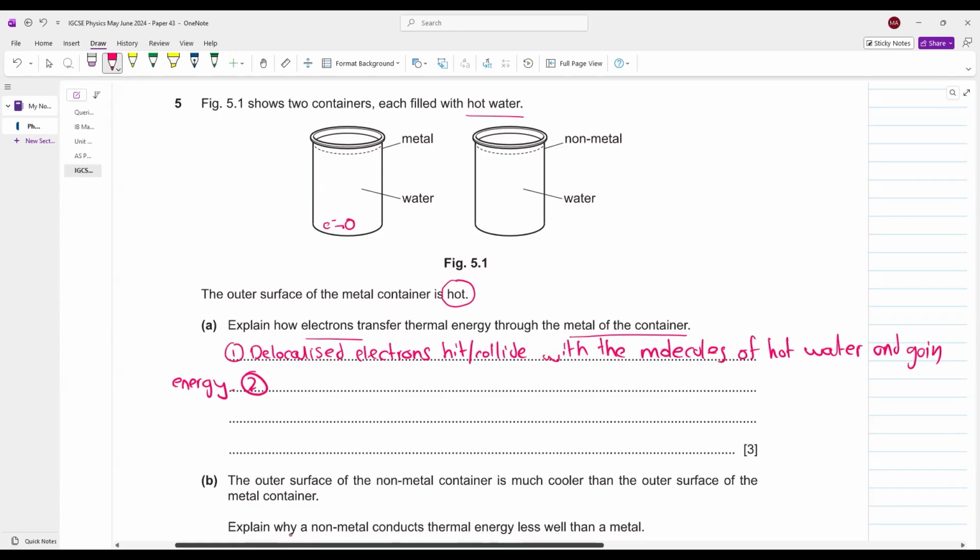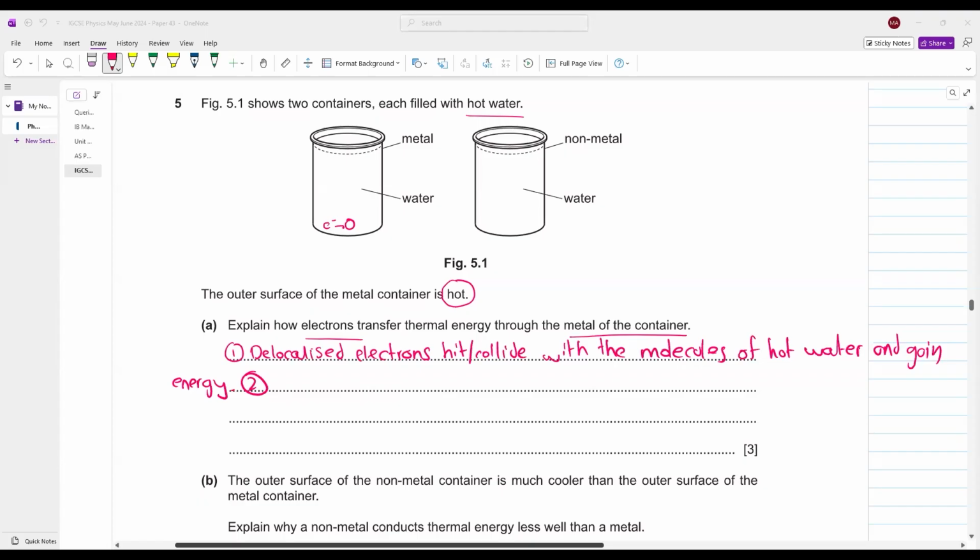What will be your second key point? These delocalized electrons move through the metal. Simple.